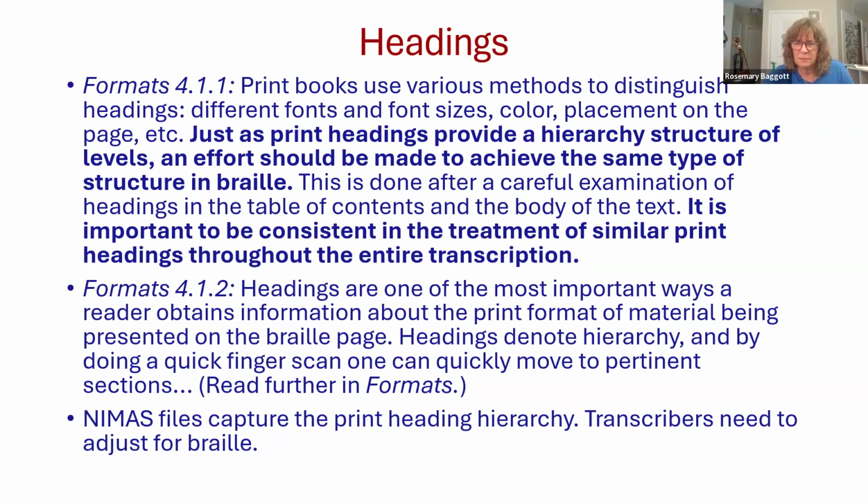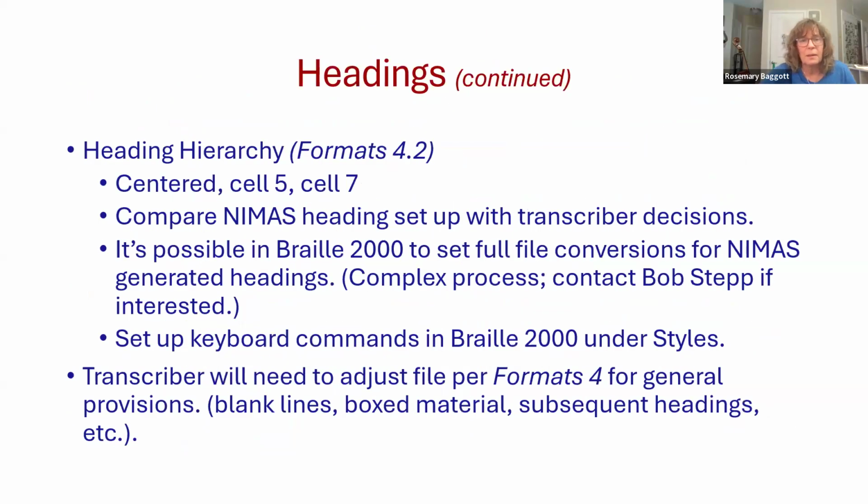There are basically three different types of headings in Braille: the center, the cell 5, and the cell 7. And I find the NIMAS files coming in to be pretty consistent. At least they're consistent in their presentation. But you have to look ahead of time and decide what are the main headings. Those are the centered ones in Braille. Then what are the settings underneath that would be your cell 5, and any subheadings under there would be cell 7.